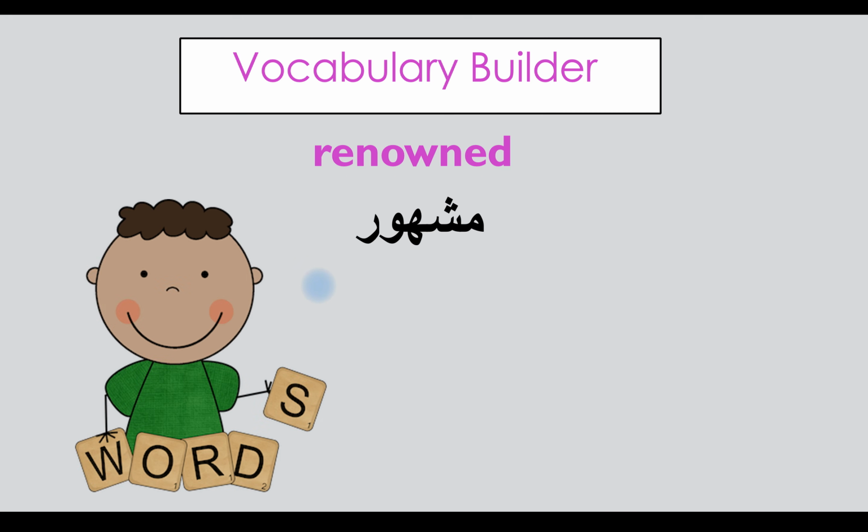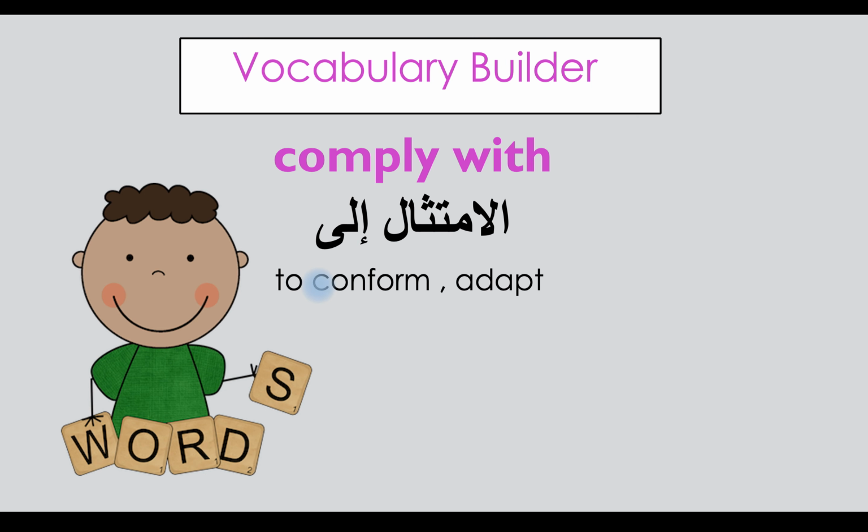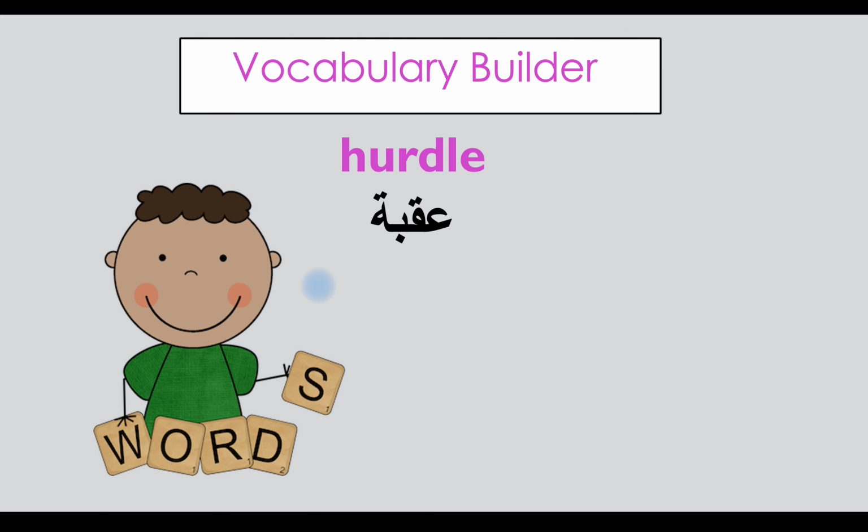Now the first word is renowned. What do we mean by renowned? We mean by it that he is well known, or for example respected or admired. So he is a renowned person. Now the next word is comply with. To conform or to adapt or to be in agreement with. So this is the meaning of comply with. The next one is hurdle, a problem or an obstacle.